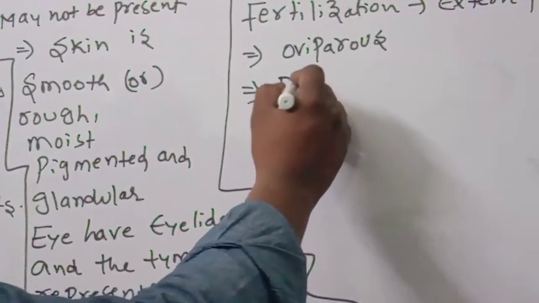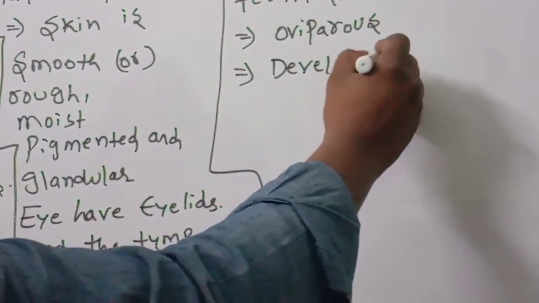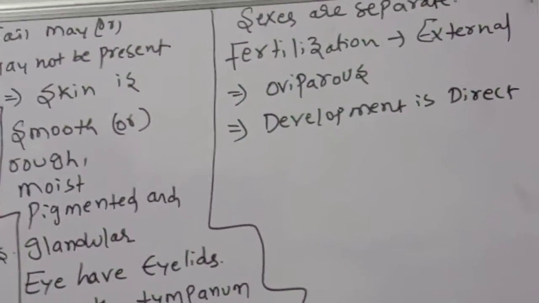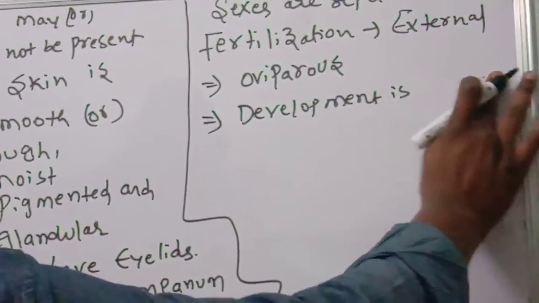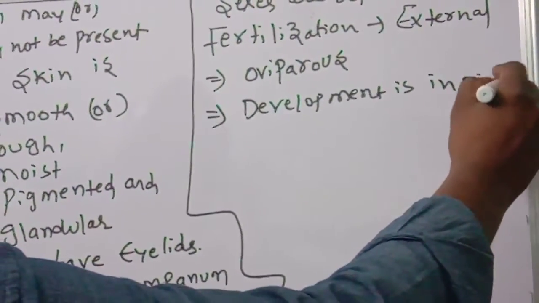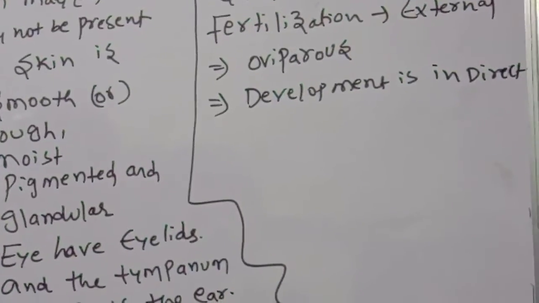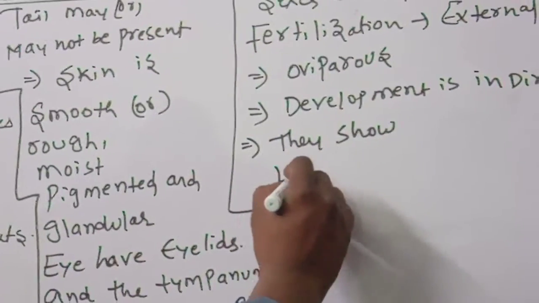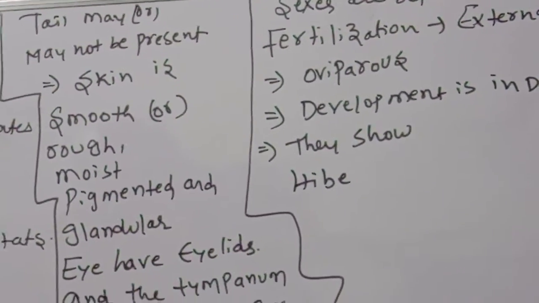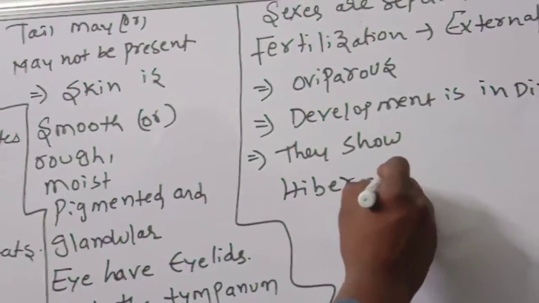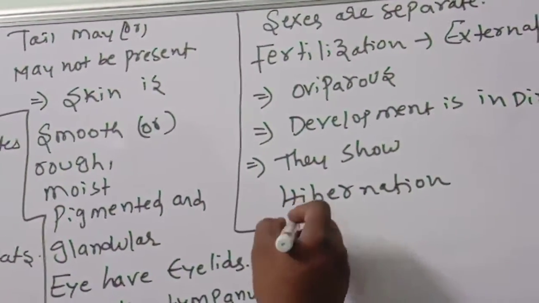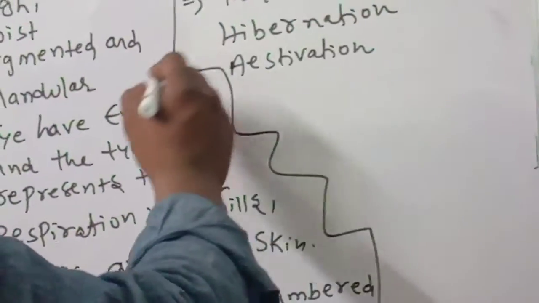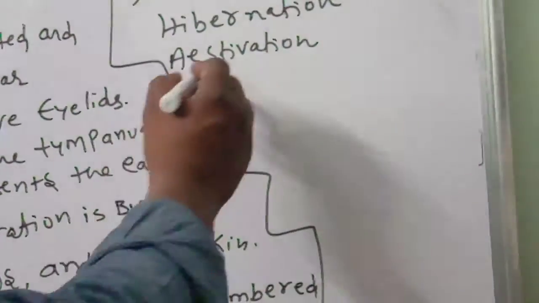Next point is development. Sorry, development is indirect, because they have a larval form. You know very well, larval form. They show hibernation and estivation. What is the meaning of hibernation and estivation? Winter sleep and summer sleep.